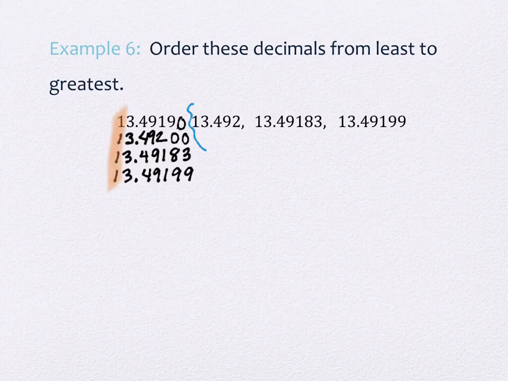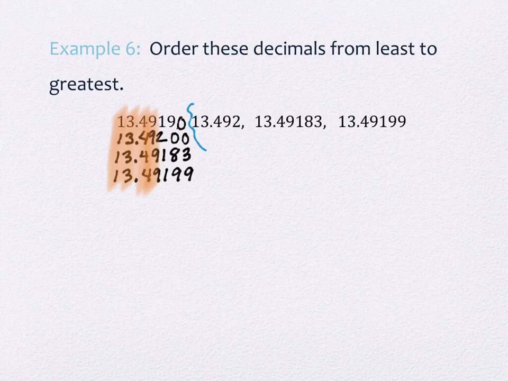Well, they all got a 1 in the tens place. They've all got a 3 in the ones place, and they've all got a 4 in the tenths place, and they've all got a 9 in the hundredths place. All that matches. So it's irrelevant to making a decision. The next place is where I actually see something different. So what do you see that's different in the thousandths place?